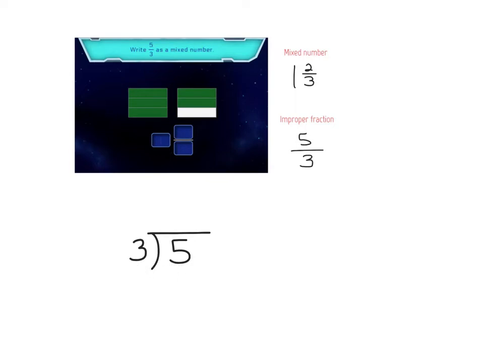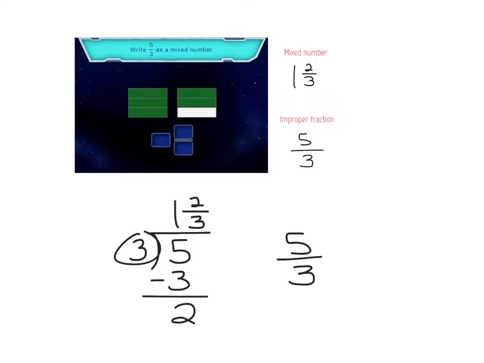So I ask myself, can 3 go into 5? Yes, it can, 1 time. 3 times 1 is 3. When I subtract and get the difference 2, in this case, it's not a remainder. We're going to call that our numerator out of 3, our denominator here. So there you go. That's how you change an improper fraction like 5/3 into a mixed number like 1 and 2 thirds.